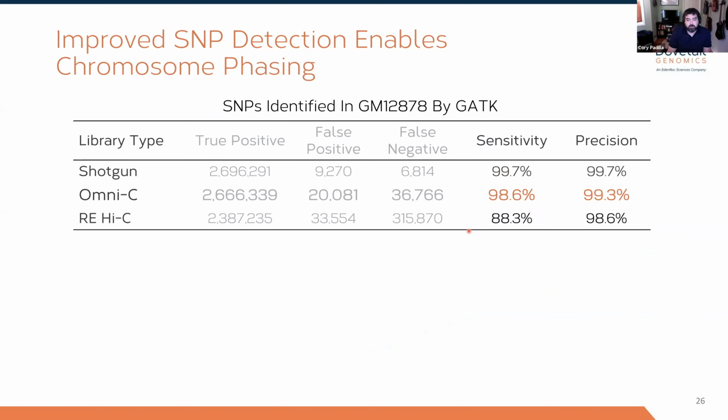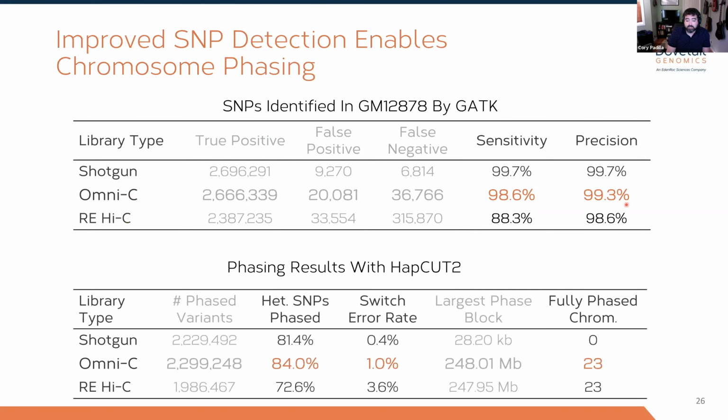SNP detection. Here we're showing shotgun data compared to Omni-C and restriction enzyme Hi-C. We're getting very good sensitivity and precision. This is something that we're always working on and trying to make better. But through that ability to identify SNPs, we can now take these variants and phase them and build very large phase blocks. So you're looking at a 250 megabase phase block with Omni-C Hi-C data, compared to shotgun data where you're getting maybe a 28 KB, 30 KB phase block.